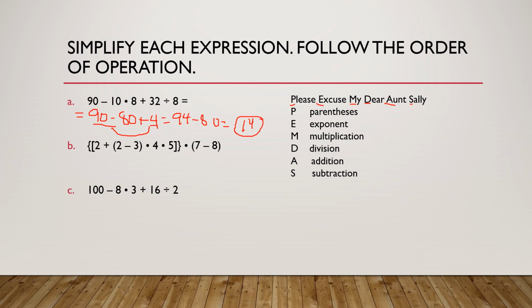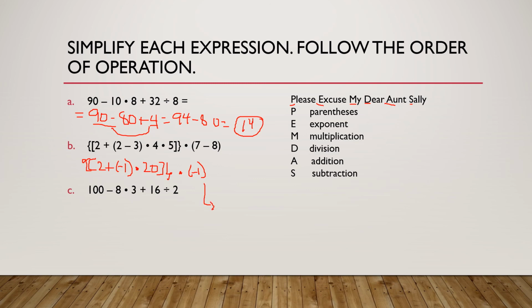Okay, on the second example, okay, write muna natin, no? 2 plus, okay? Now, 2 minus 3, that is equal to negative 1, okay? Times 4 times 5. Okay, that is equals to 20. Then, close natin ulit. Okay, then, multiply 7 minus 8. That is negative 1. Okay, next.